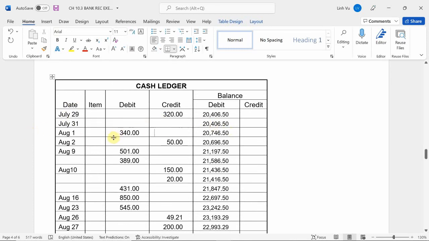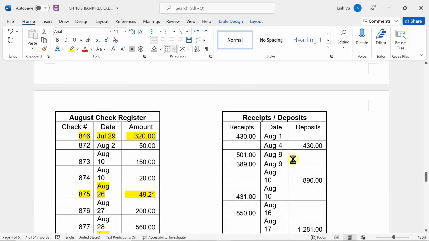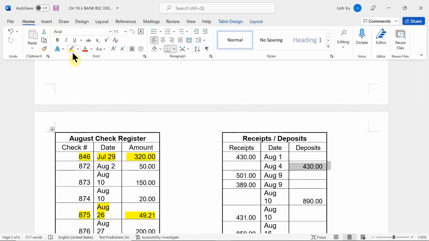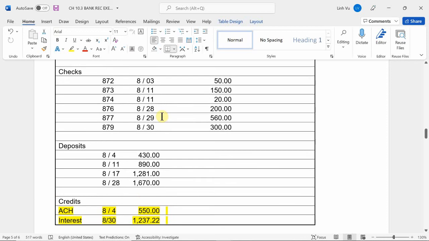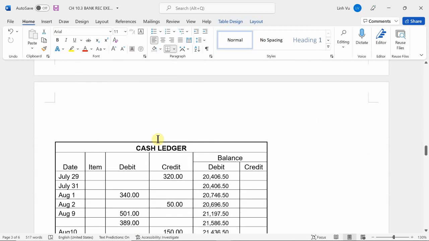The next one, I deposited $340. Is that true? Let's see. Did I make a deposit for $340? No, it's 430, right? Here it's 430. But did that clear in my bank account? Yes, it did, and it says here that you did deposit $430. So in this case, who's right, the bank or me? The bank. You can't just show up to the bank and say I deposited $340 when it clearly says you deposited $430.